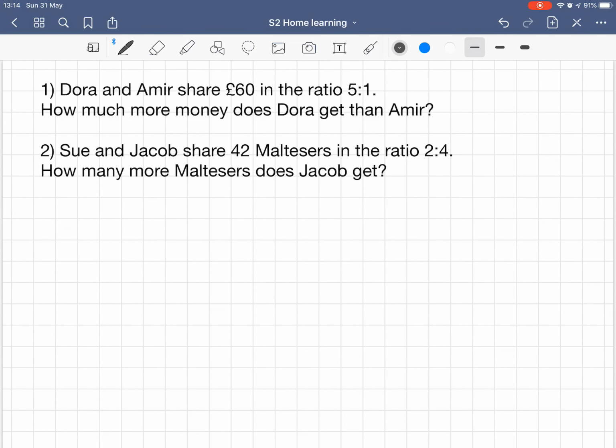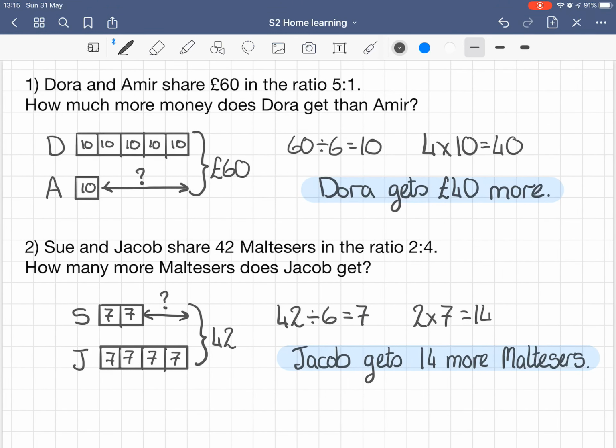Have a go of these 2 questions. Pause the video. Here's your answers. So for question 1, this is what we're trying to find out. This missing space here. I can see that there's 4 parts in the difference. So 1 part is worth 10, and so my 4 parts are worth £40. Same thing in question 2. There's 2 parts in the difference. Each part is worth 7, and 2 sevens are 14.